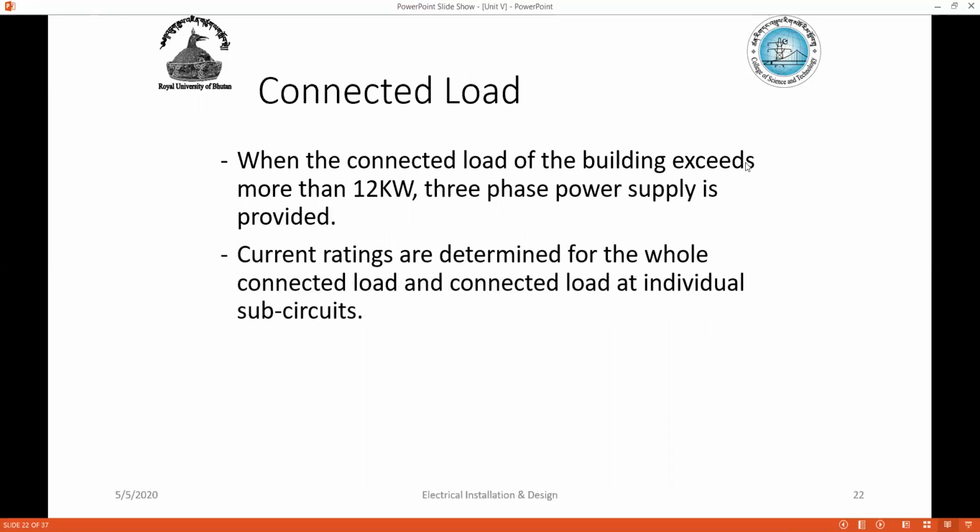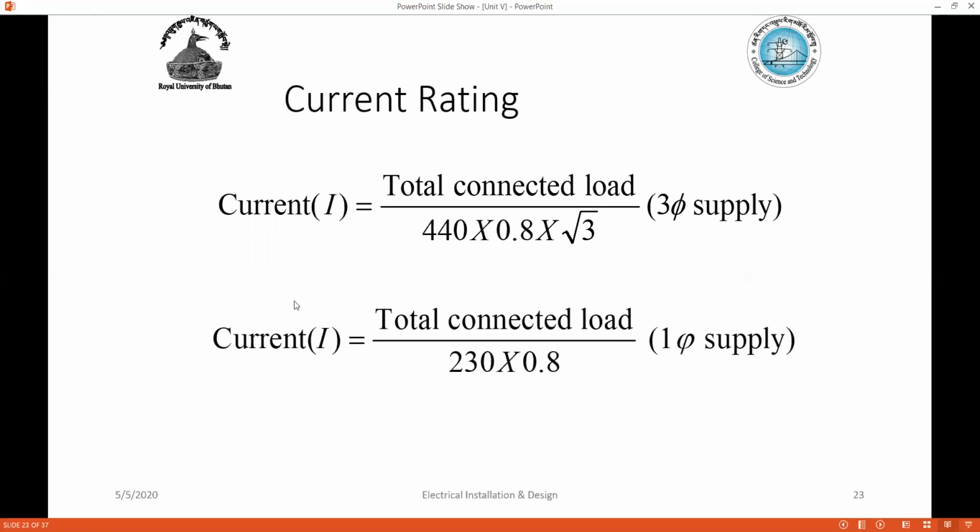When the connected load of the building exceeds 12 kilowatt, three-phase power supply is provided. The current ratings are determined for the whole connected load and for the connected load at the individual sub-circuit. The whole circuit means starting from the main supply, and the sub-circuit comes from the sub-main distribution board. Now, how to calculate the current? Total connected load divided by, if you're using the three-phase supply, 440 times 0.8. This is the power factor that we are assuming. You can use 0.8 or 0.9. We cannot go for 1.